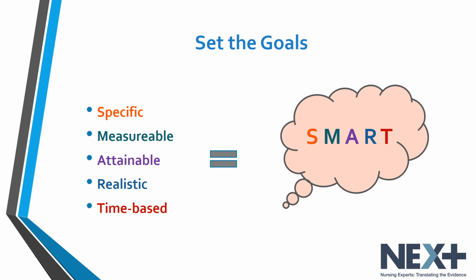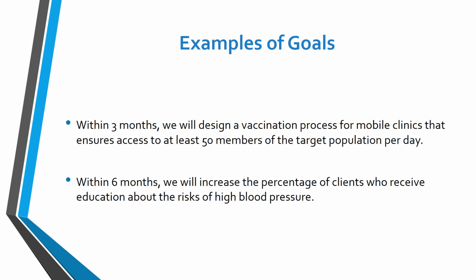Here are a couple of examples. Within 3 months, we will design a vaccination process for mobile clinics that ensures access to at least 50 members of the target population per day. Does this goal meet all the SMART elements? Is it specific, measurable, attainable, realistic, and time-based? What do you think?